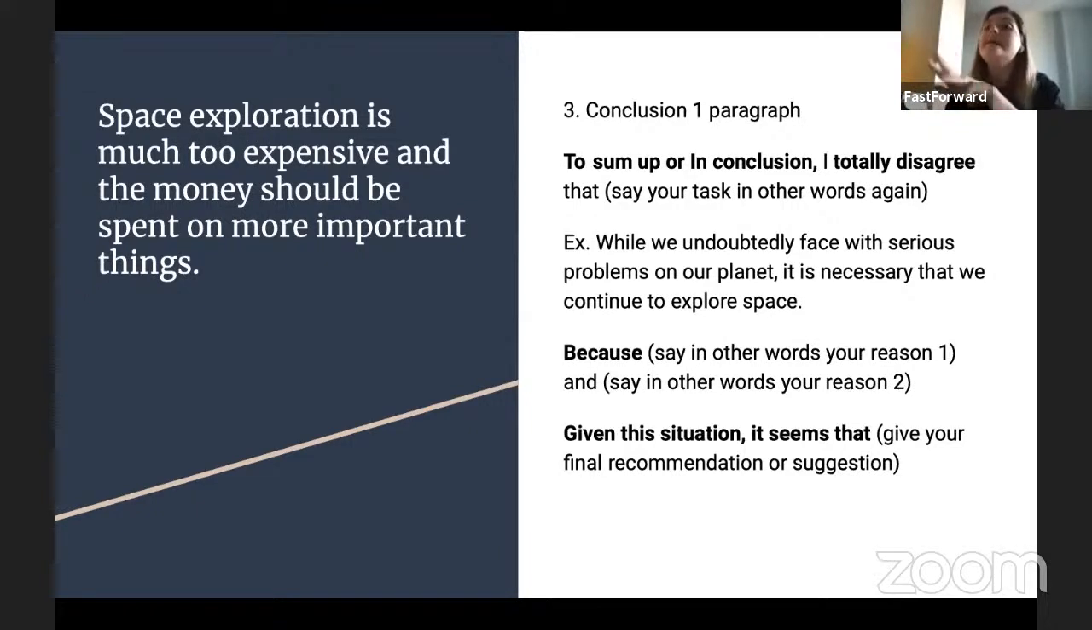This is important, right? And what's also very important here is that you need, again, to paraphrase the task in other words, okay? So for example, here, if in my introduction I was talking about exploring space, right? Here you see I'm moving on after my personal structure. "I totally disagree with that." And then you see that here I'm trying to show you another structure, like "while we undoubtedly face serious problems on our planet." So you see I'm talking about this part first, and then "it is necessary that we continue to explore space," okay?